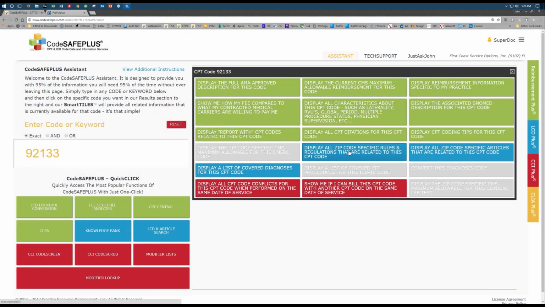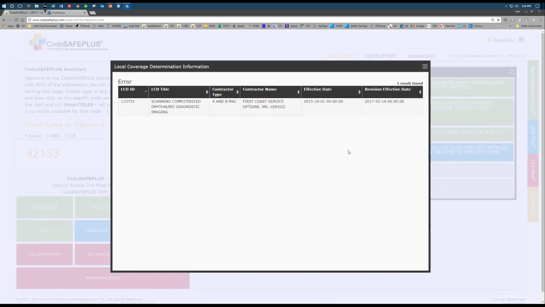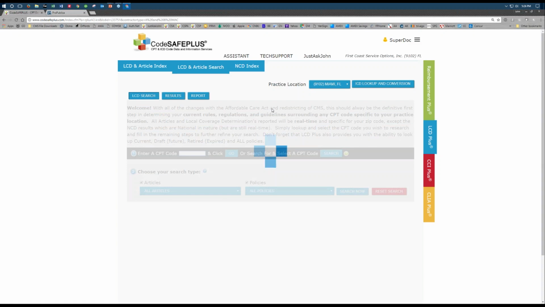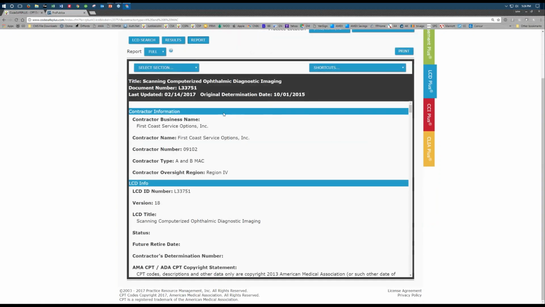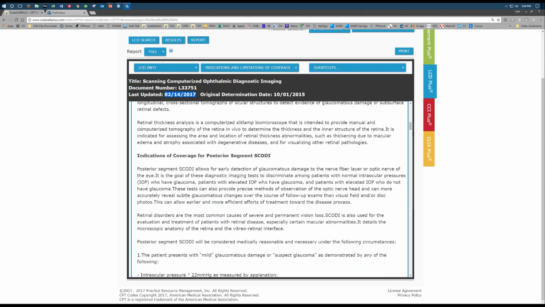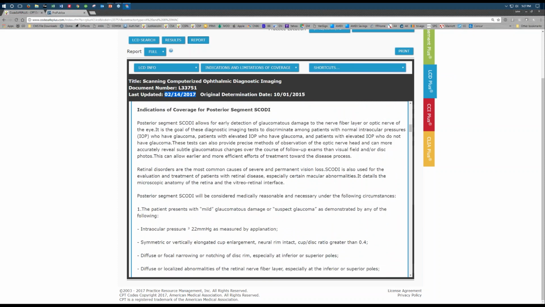If I want to go here and see what the rules are, you'll see here that it'll take me directly to the active rule. And you can see that the latest rendition of this rule was February 14th of 2017, okay? And I can click on here and actually see what the rule itself is. So we're going to look at the actual rule, updated February 14th, 2017, and I'm going to look at indications of coverage and medical necessity. So this will tell me what I can do and how I have to do it if this was the rule in my zip code.